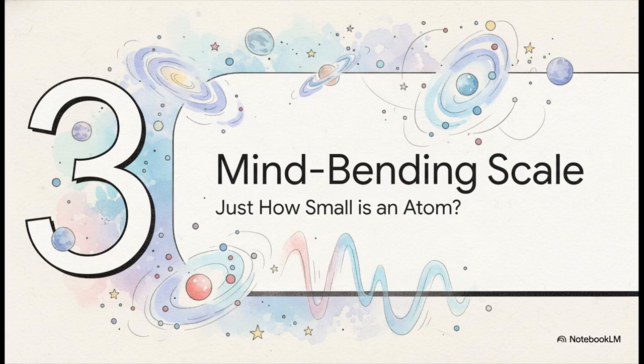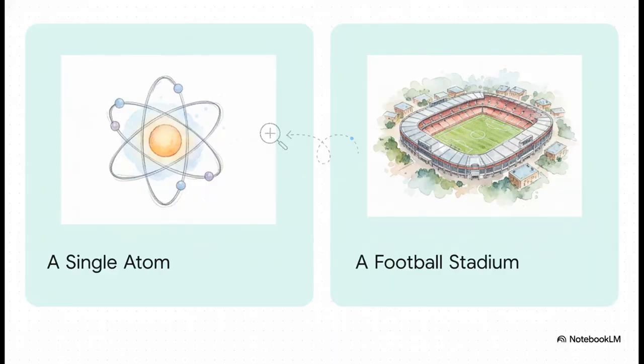Okay, so we've got a handle on what they are. But now for the part that's, honestly, it's just really hard to comprehend. Their scale. We say they're incredibly tiny, but that phrase doesn't even come close. Let's try to put this into perspective. So our source uses this brilliant analogy. I want you to picture an atom, but let's blow it up to the size of a giant football stadium, okay? You're standing right there on the 50-yard line.